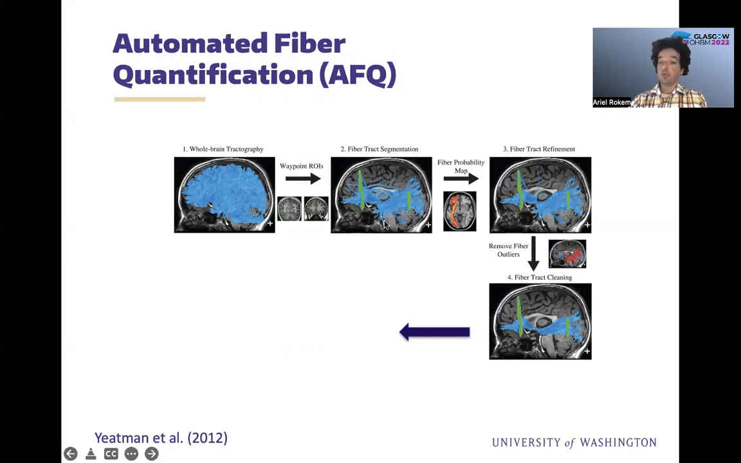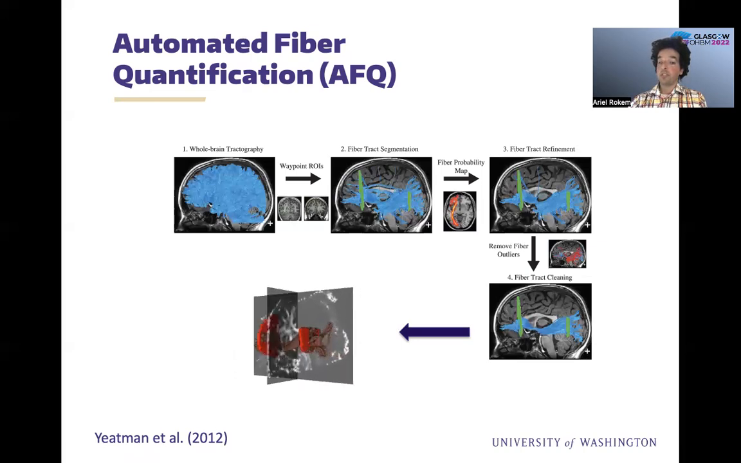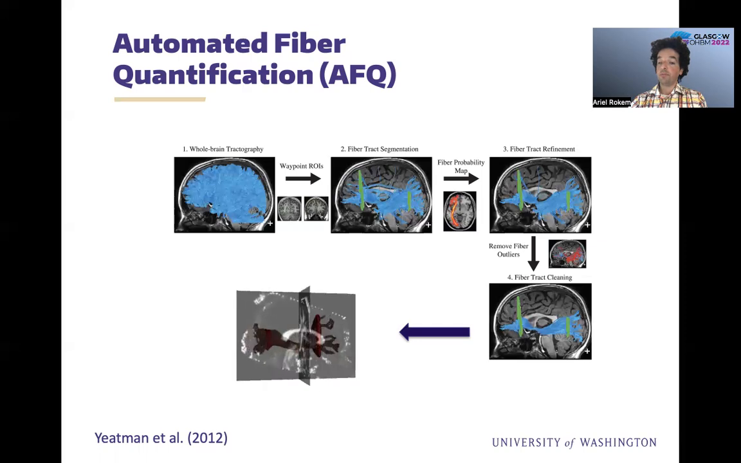So we place a region of interest in the back of the brain here, in the occipital cortex, and then another one in the frontal cortex, and select only the streamlines that pass through both of those regions of interest. We could do some refinement using a fiber probability map, and then remove fiber outliers to get this kind of clean inferior frontal occipital fasciculus, here also depicted in this animation on the left.